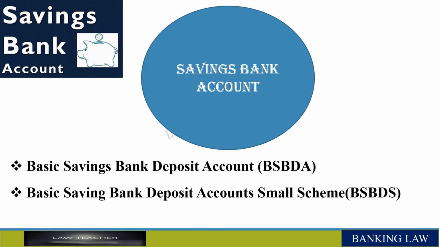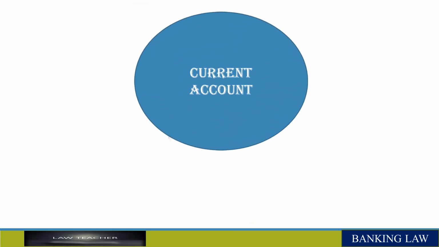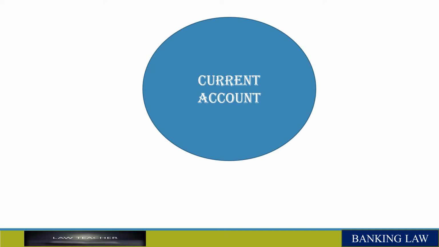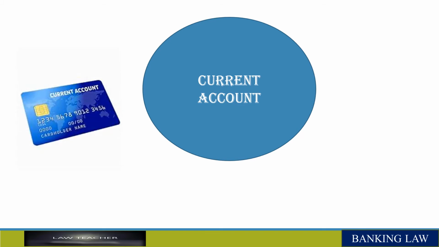The second type of account is current account. These accounts are not used for the purpose of savings. This type of bank account is mostly opened by businessmen, associations, institutions, companies, religious institutions, and other business related people. There is no fixed number of times that money can either be deposited or withdrawn from such accounts.